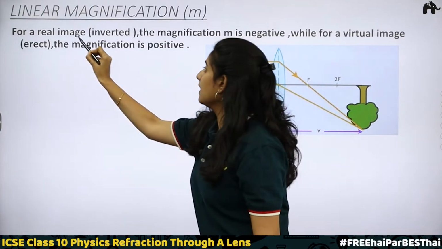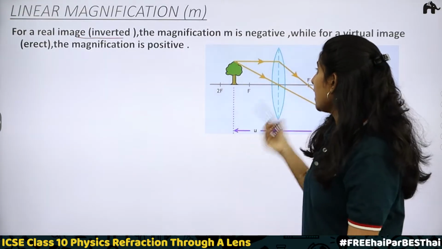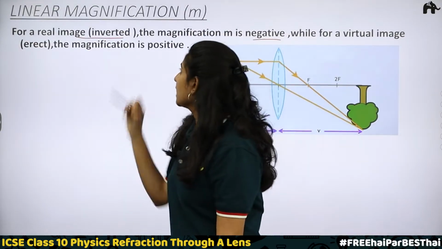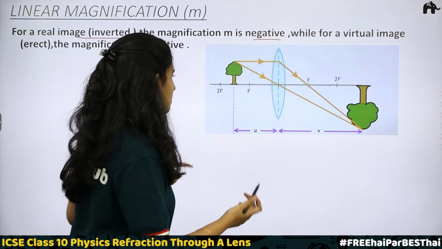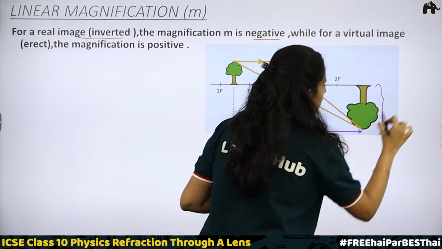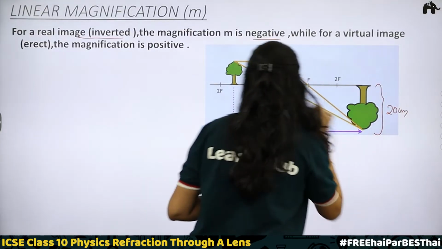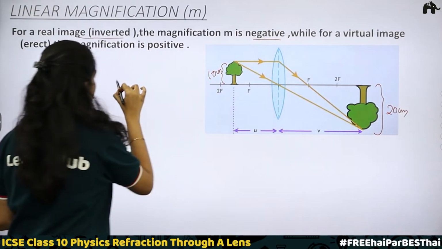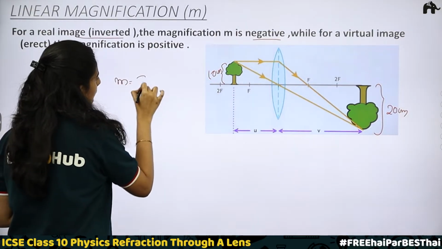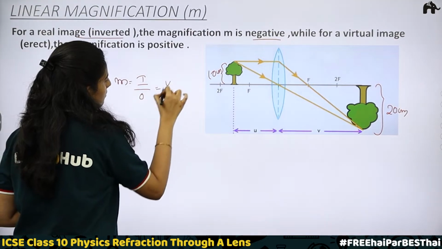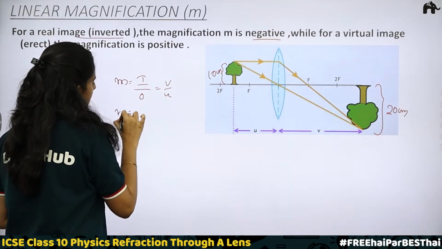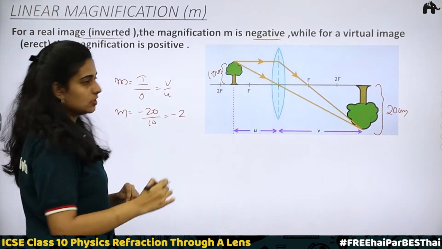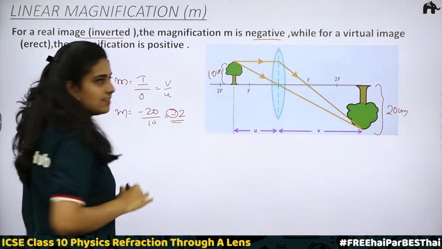Important points related to linear magnification. For a real image, which is an inverted image, the magnification M is negative, while for a virtual image or erect image, the magnification is positive. In the previous example, we have taken the image height to be 20 centimeter and object height 10 centimeter. We know magnification M is equal to I by O or V by U. We got magnification -20 by 10, which is -2. Here you can see a negative sign.